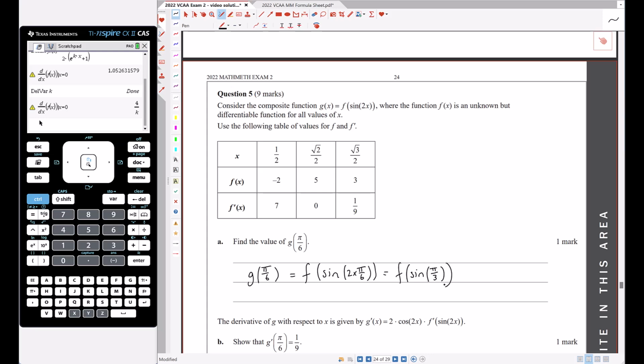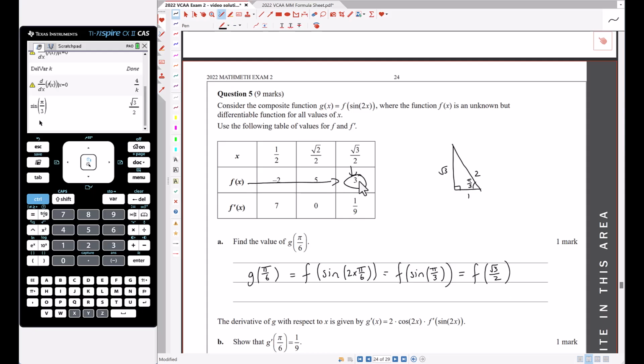Now we're going to need to know that value ourselves, although we've got our CAS actually, haven't we? So we could just type in over here, sine of pi on 3 is root 3 on 2. So that's what we would have got from our special triangle as well. So that's f of root 3 on 2. And then I can go to the table here to find out that f of root 3 on 2 is 3.